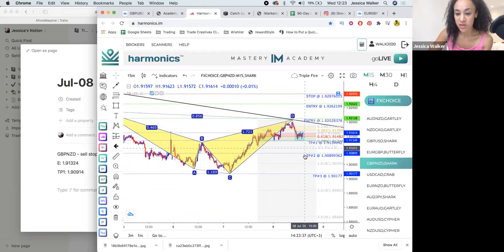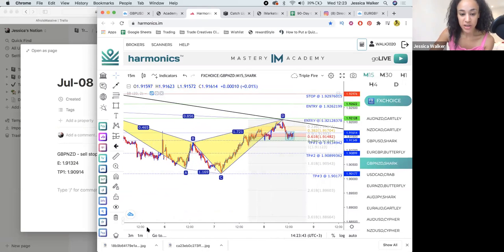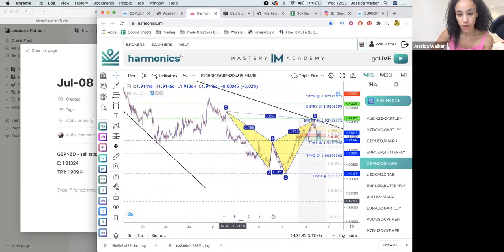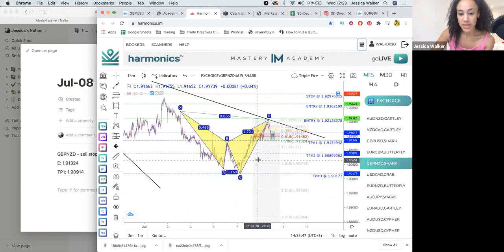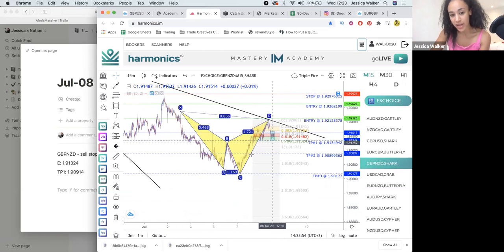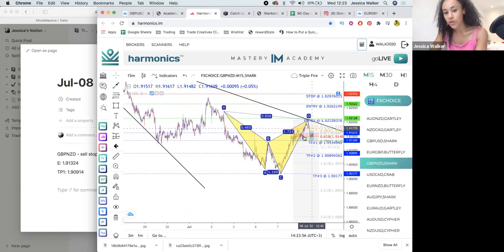There's definitely space to ride this one down. I'd say I would take it maybe to halfway through TP3, just because we know we've got an expanding pattern forming here. So we don't know whether potentially we could see more of a movement back up to the upside. I'm just not convinced by this swing. Are you kind of seeing that?